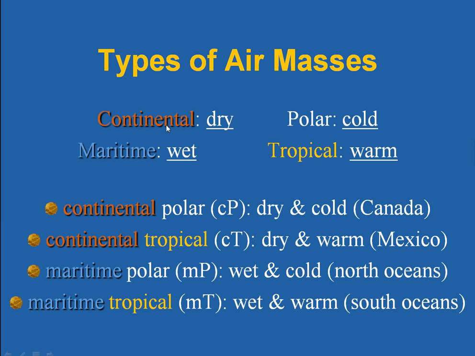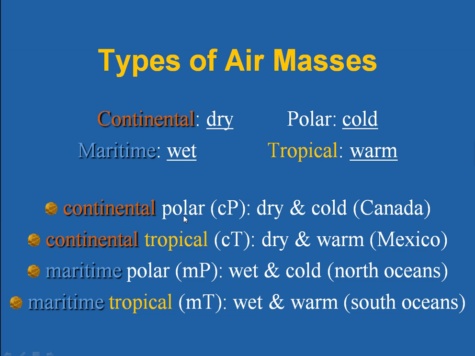Continental means it formed over a continent, so it's dry. Maritime, think marine, means that it formed over the ocean, so it's wet. Polar, formed near the poles and is cold. And tropical, formed near the tropics, the equator, and is warm. And we put these together.